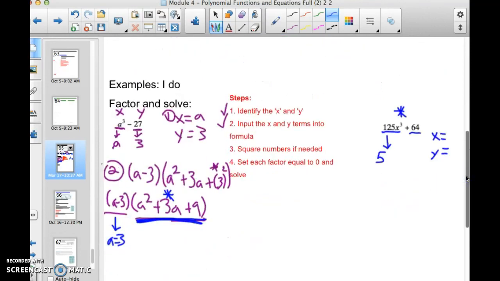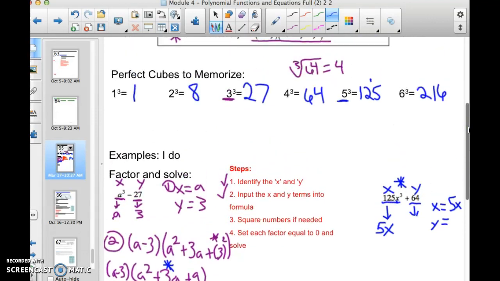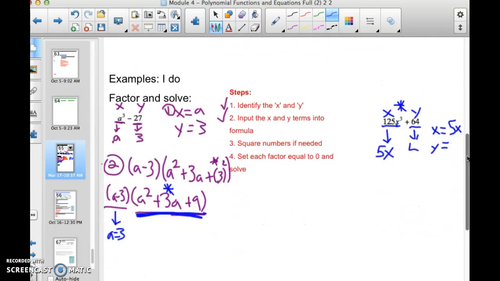And then if you notice, this x is also being cubed, so I have to write 5x. So my x value of my formula, because if you remember, this is always the x, always the y, my x value is 5x. Now the y value is just going to be a number. There's no variable with it. What number is cubed in order to get 64? In this case, it is 4. 4 is being cubed, so my y value is 4. So I've identified the x and y's.